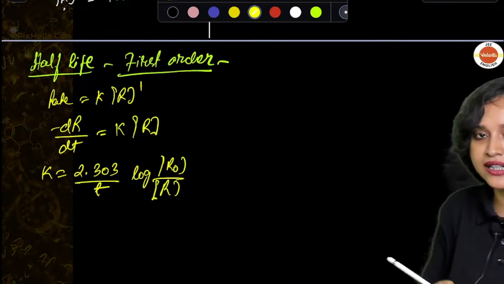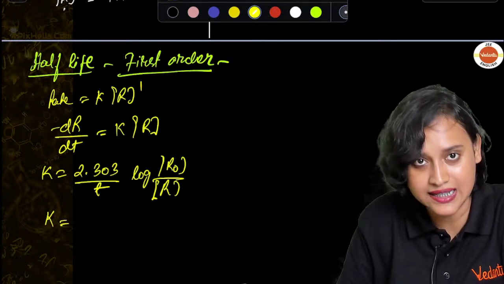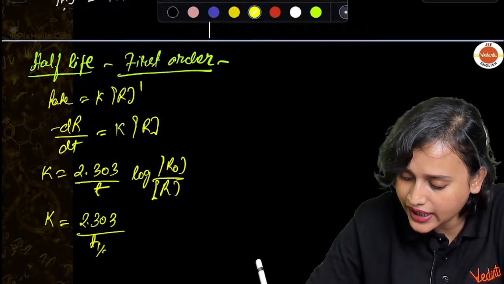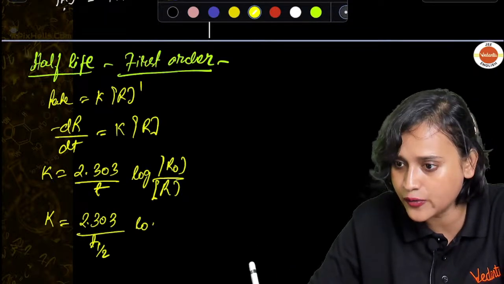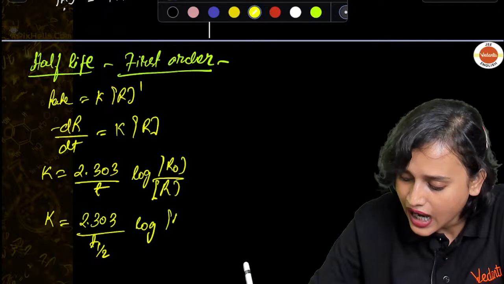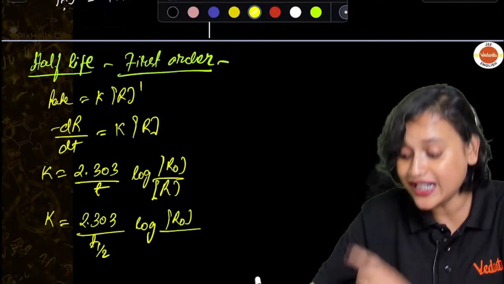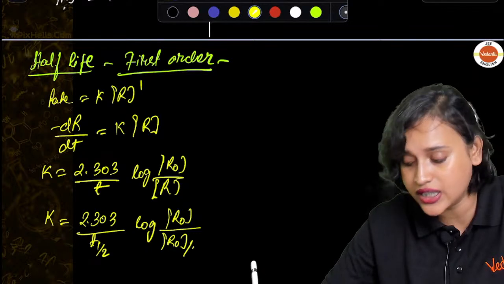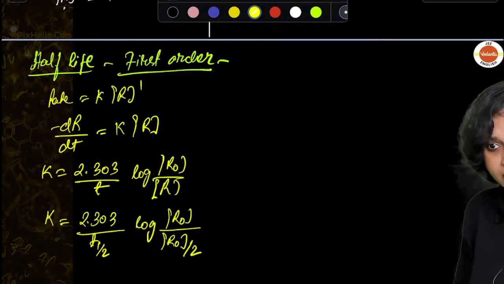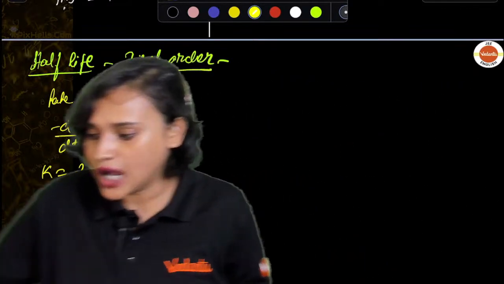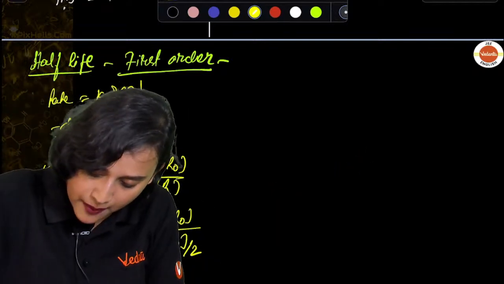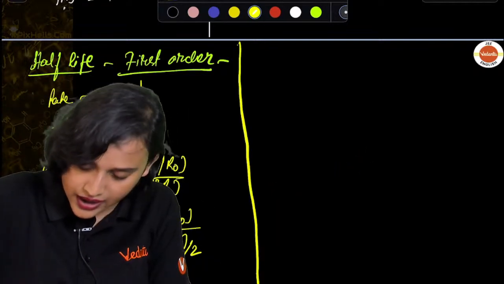Let me write it a little clearly. So now K is equal to 2.303 divided by T half. If we take T half, then here we will get R naught divided by, my concentration of reactant is going to be R naught divided by 2. Am I right, everybody? Okay, coming to this side. Now see what will happen.